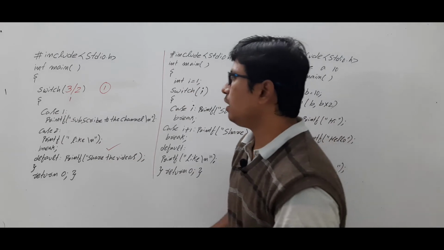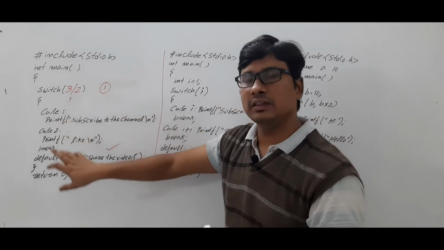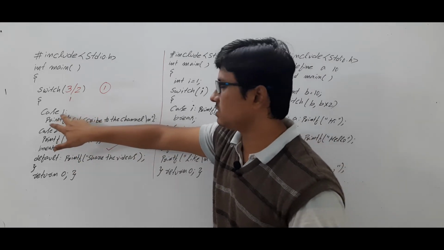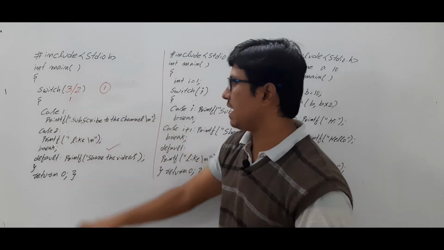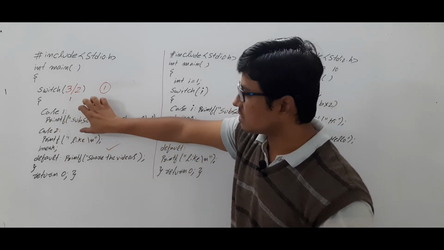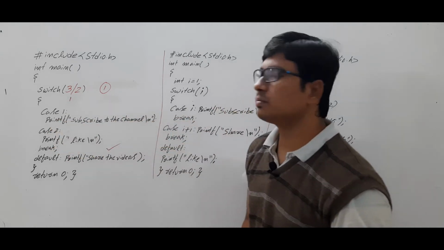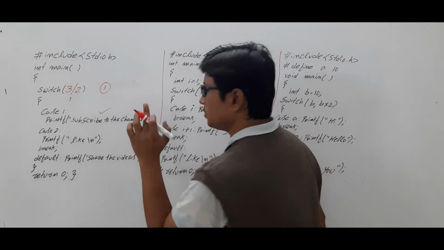Okay, good. Now if any case is 1, then the statements in that case will be executed. Look, there is a case 1 here itself. So 1 is equal to 1, there is a match. So the statements in case 1 need to be executed. What is the statement there? printf subscribe to the channel. This will be displayed as output.